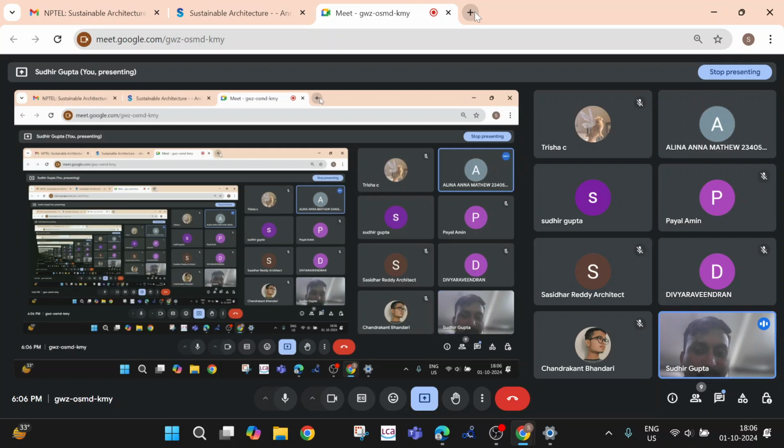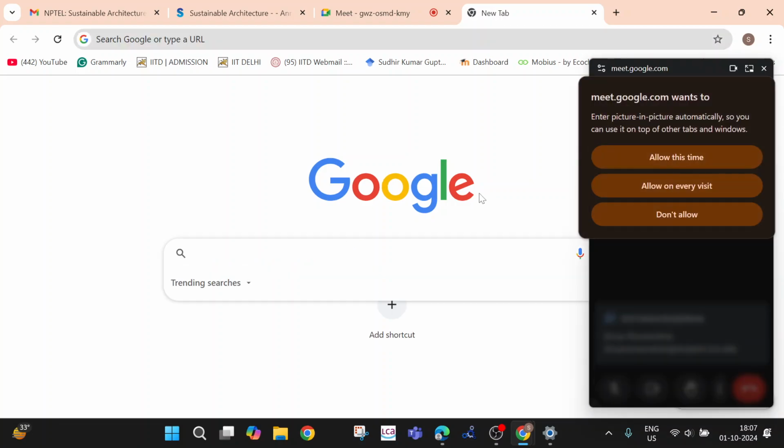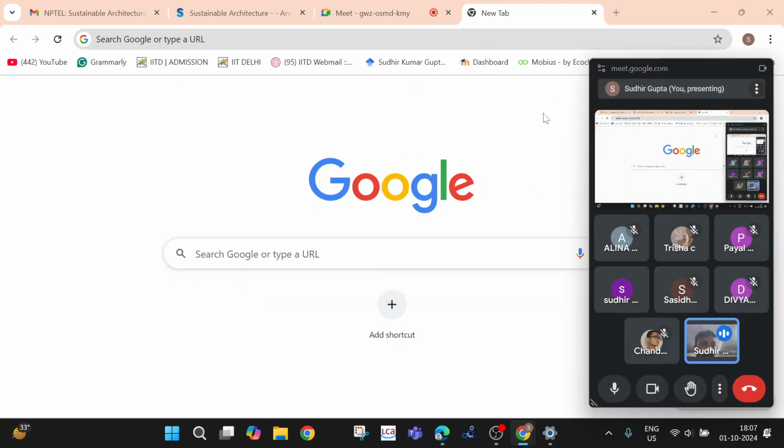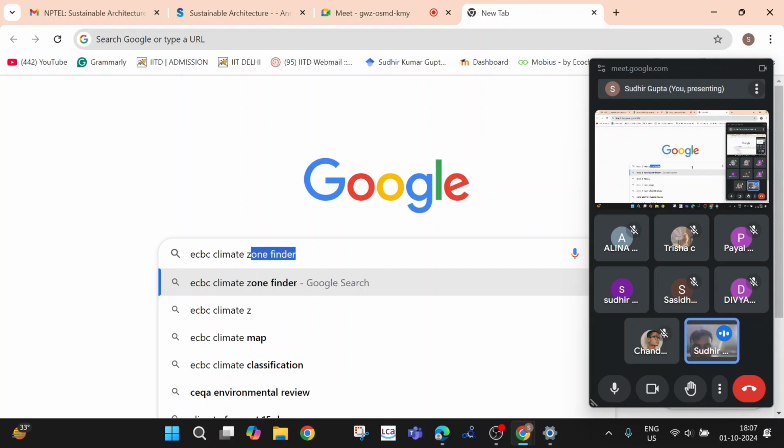Okay, fine. This is, I could say, a very initial stage of your design, just to take a brief idea of how the building should be and what the preferable architecture should be in a particular climatic zone. My screen is visible, so I can show you. It's very easy through this. You can also Google along with me and type ECBC climate zone finder.